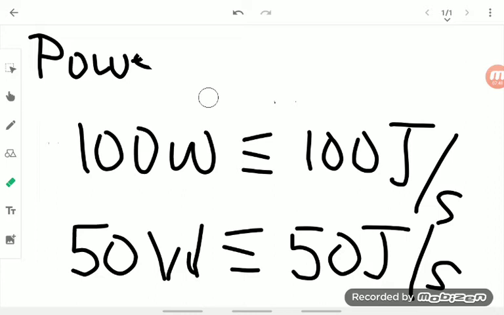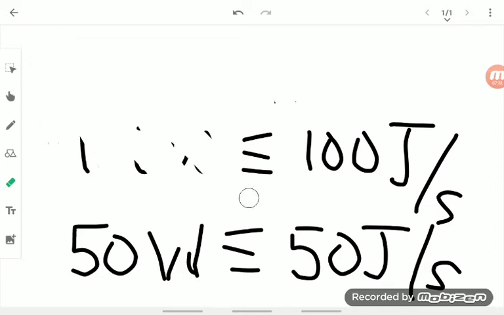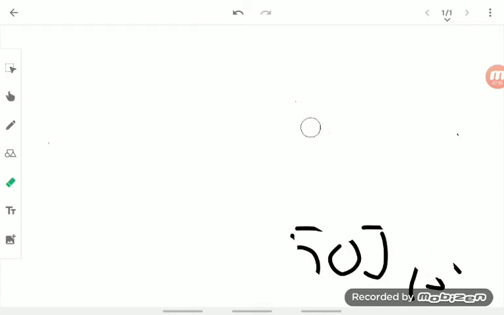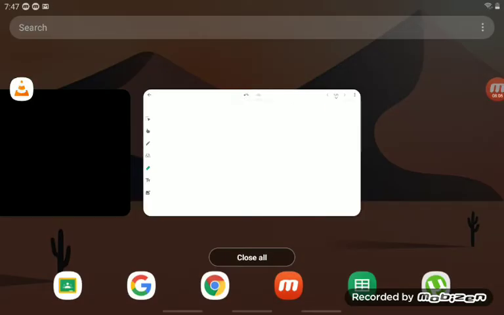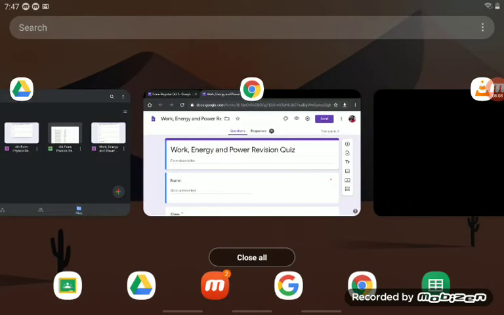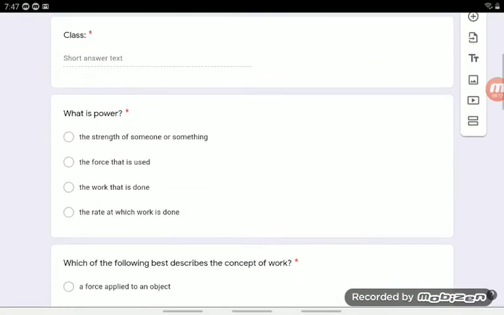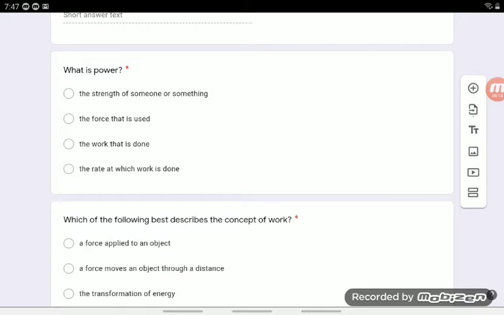All right, so let's see if we can get into the worksheet that was done. I think the answers were shown to you after you've completed it, but just to make sure that everybody is on the same page, I'll go through it. All right, here we go. So it says, what is power? Power is the rate at which work is done. So that answer will be the last answer there.